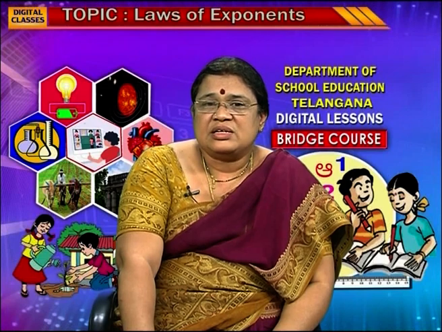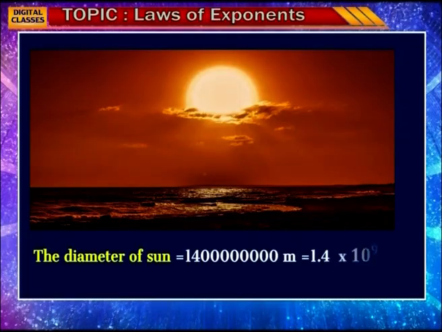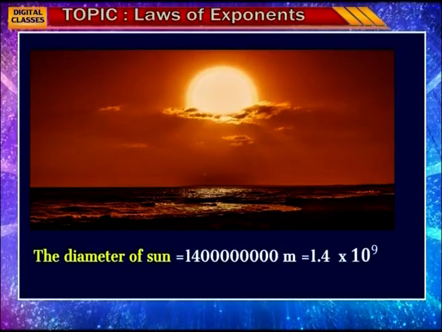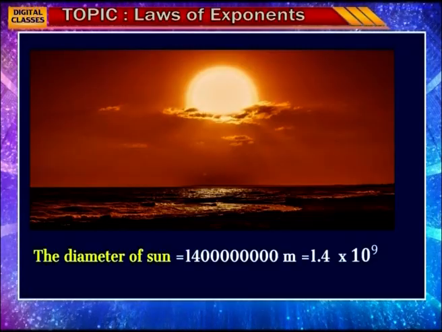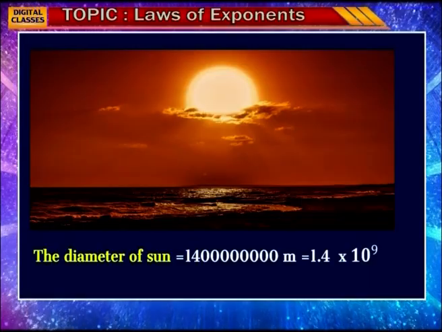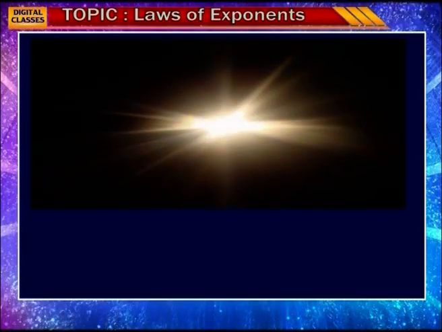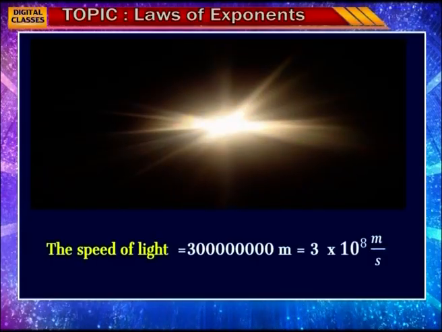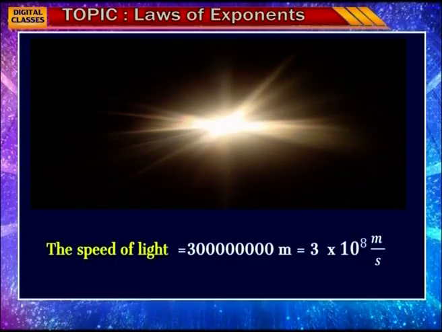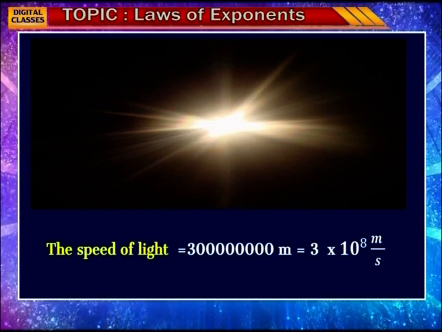Now, these are sun rays, early morning sun rays, a very good picture. Do you know what is the diameter of the sun? It is almost 140 crore meters. And this can be written as 1.4 into 10 to the power of 9. See here again, this is light. Do you know what is the speed of light? It is 30 crore meters. This can be written as 3 into 10 to the power of 8 meters per second.